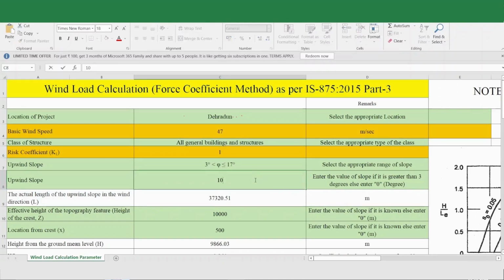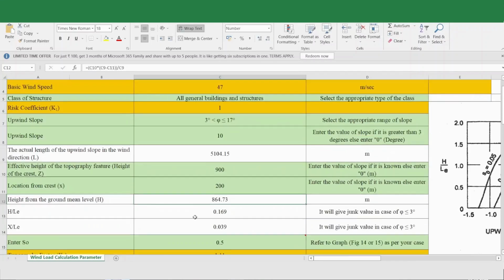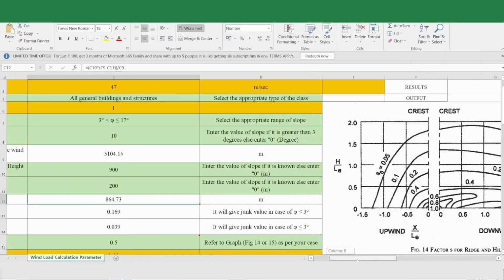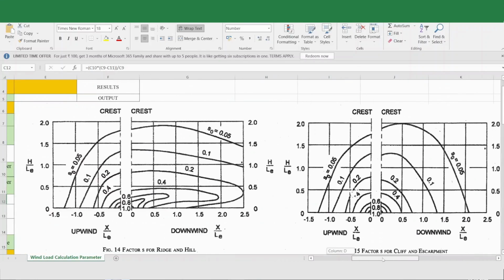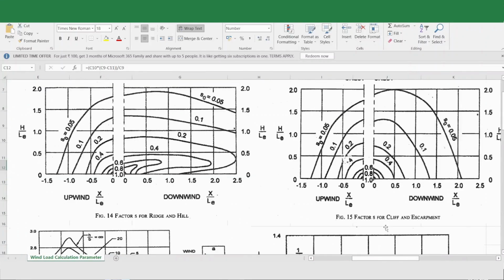So let's take it as a pin, and the height of the crust as 900 meters. The location at which we are calculating the K3 value, that is the topography factor, let's take as 200. It will automatically give us the H by LE and X by LE. We can find this value using figure 14 or 15 according to our case. Right now I'm considering it as a clip, so using this figure we need to calculate.